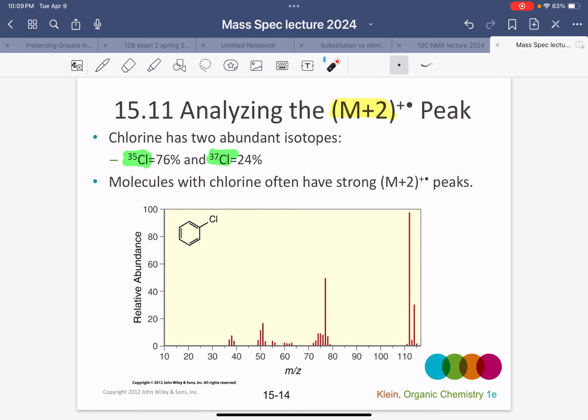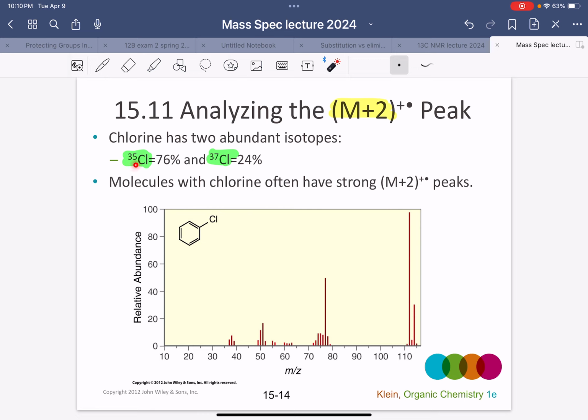So those are the two naturally occurring isotopes of chlorine. About 3/4 of naturally occurring chlorine is chlorine 35, and 1/4 is chlorine 37. Remember, if you look at the periodic table, you'll see that the atomic mass for chlorine is 35.45. Well, that doesn't mean that every atom of chlorine has a mass of 35.45. It means on average that's the mass.